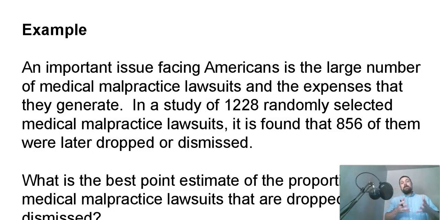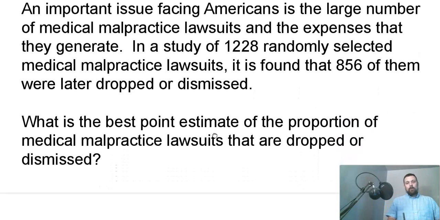So here's an example of what you might see in the homework. This is still about point estimate. I'm kind of talking about the more sophisticated thing we're about to do, but jumping ahead of myself here. An important issue facing Americans is the large number of medical malpractice lawsuits and the expenses that they generate. In a study of 1,228 randomly selected medical malpractice lawsuits, it is found that 856 of them were later dropped or dismissed. Right, so that's just the background information and some data to work with.